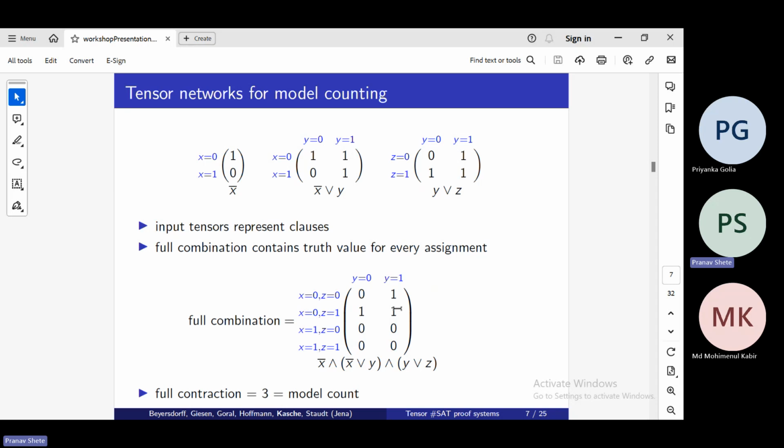Because the truth value of the CNF is the AND of the truth values of the clauses, and the entry of the tensor is a product, which in our case is the same as the AND of these individual values. So in this full combination tensor, we get the truth table of our CNF. And if we can compute the full contraction, which is just the sum of these entries, then we get the model count.